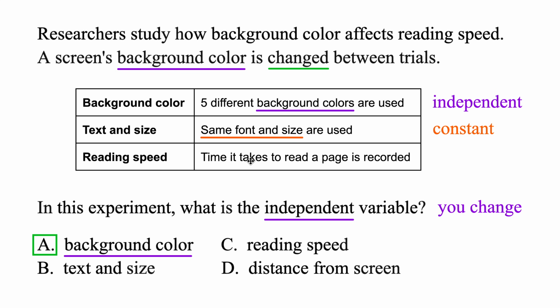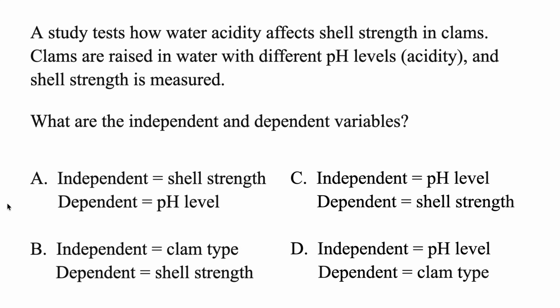Okay, and then lastly, whatever's being recorded, same thing as the data we collect, so this will be the dependent variable. And here we're collecting data on the time it takes somebody to read a page. So there we have that one. But again, the only thing that we changed as the experimenter were the background colors, so that's why this one is the independent variable.